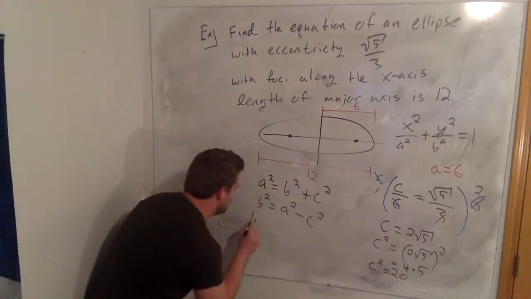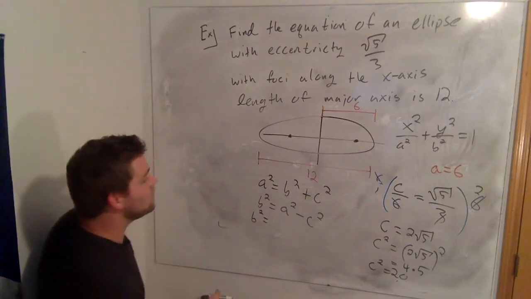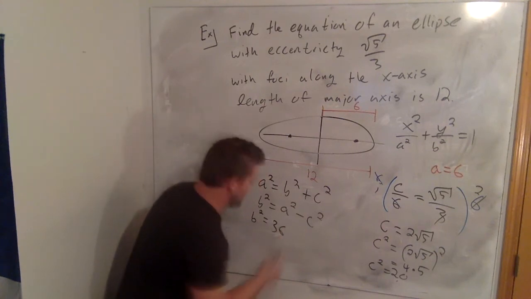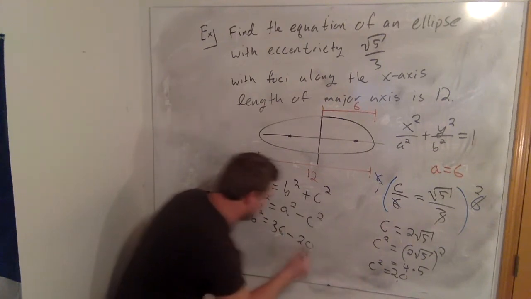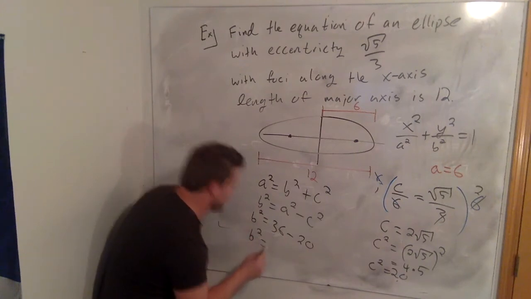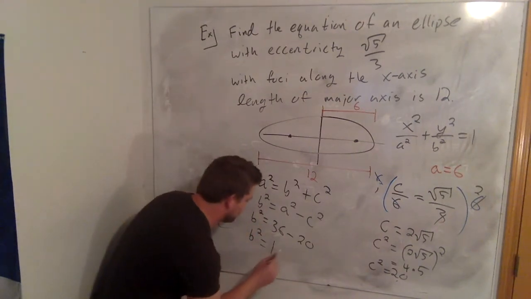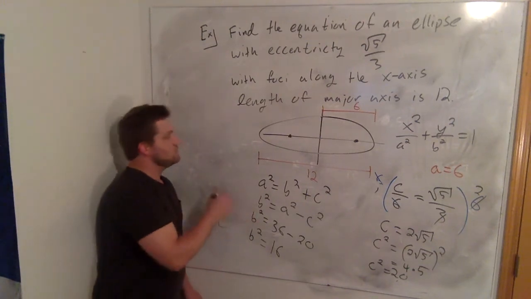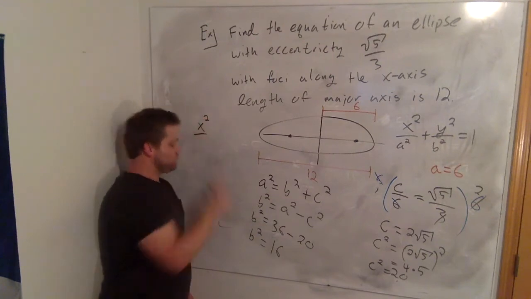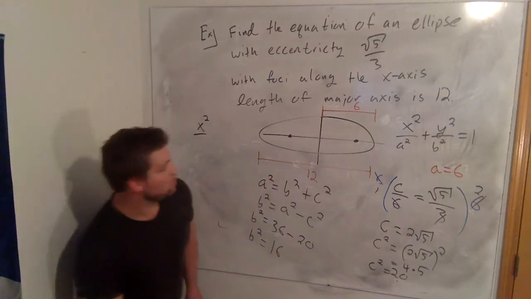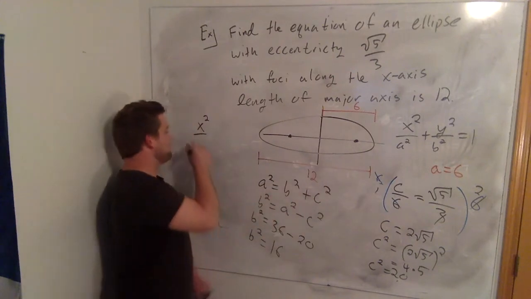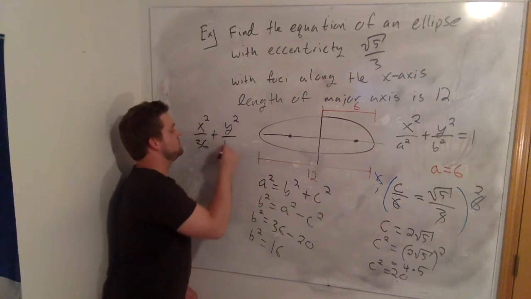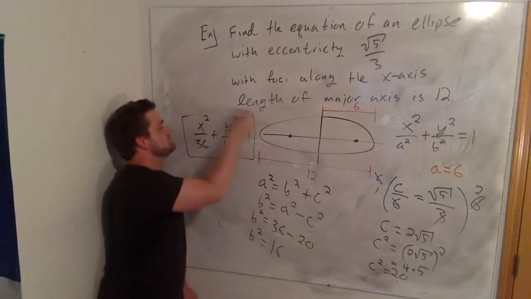So B squared. Our A was 6, so 6 squared will be 36, and C squared is 20. So B squared will be 36 minus 20, that'll be 16. Remember, we're just trying to figure out what B squared is. So we have x squared over A squared, it's elongated more in the x direction, so that'll be 6 squared, or 36, plus y squared over B squared, which is 16, equal to 1. And there we have it.